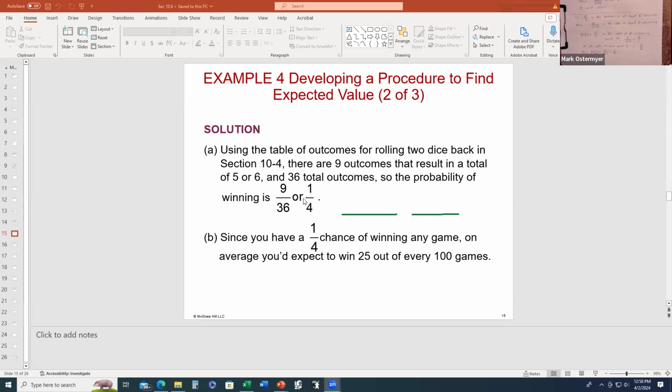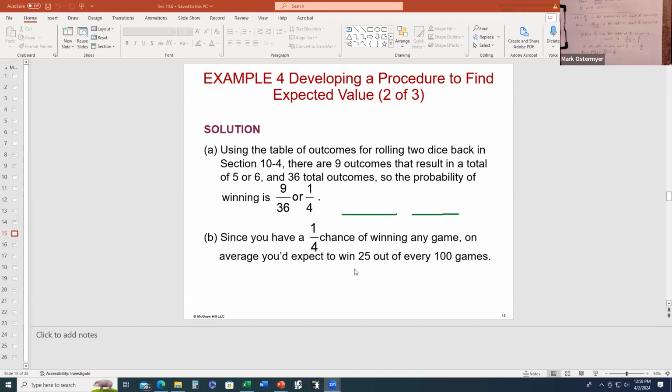So we'd expect to win this game 25% of the time when we roll these two dice. So if we play this game 100 times, we would expect to win 25 out of 100 games. Now that's on average. So I have a question for you. Does that mean that if you play this game 100 times, you're going to roll a sum of 5 or a 6 in exactly 25 of the 100 games? Is that what this is saying?